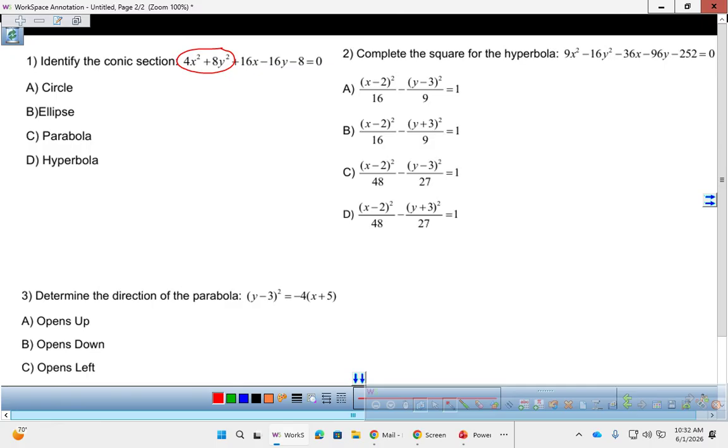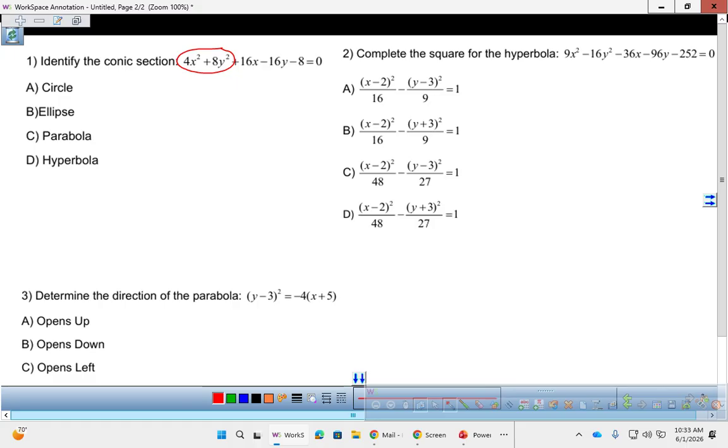A parabola only has one square term, so the fact that there's two means it can't be that, okay? So this has got to be either an ellipse or a hyperbola. The difference between an ellipse and a hyperbola is a positive and a negative sign. Both of these are positive. If one of them was negative, then it would be a hyperbola, right? The hyperbola has a subtraction to it.